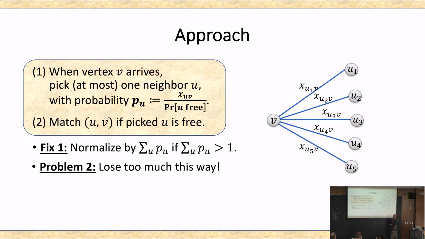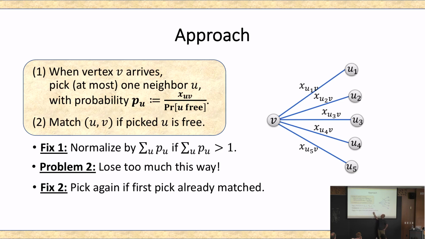So here's the natural approach then. If you picked an already matched neighbor, run these two steps one more time. Now every edge has a probability XE over the sum of these PUs to be matched the first time we pick something, and some probability of being picked the second time around. Does anybody see what the issue might be here?